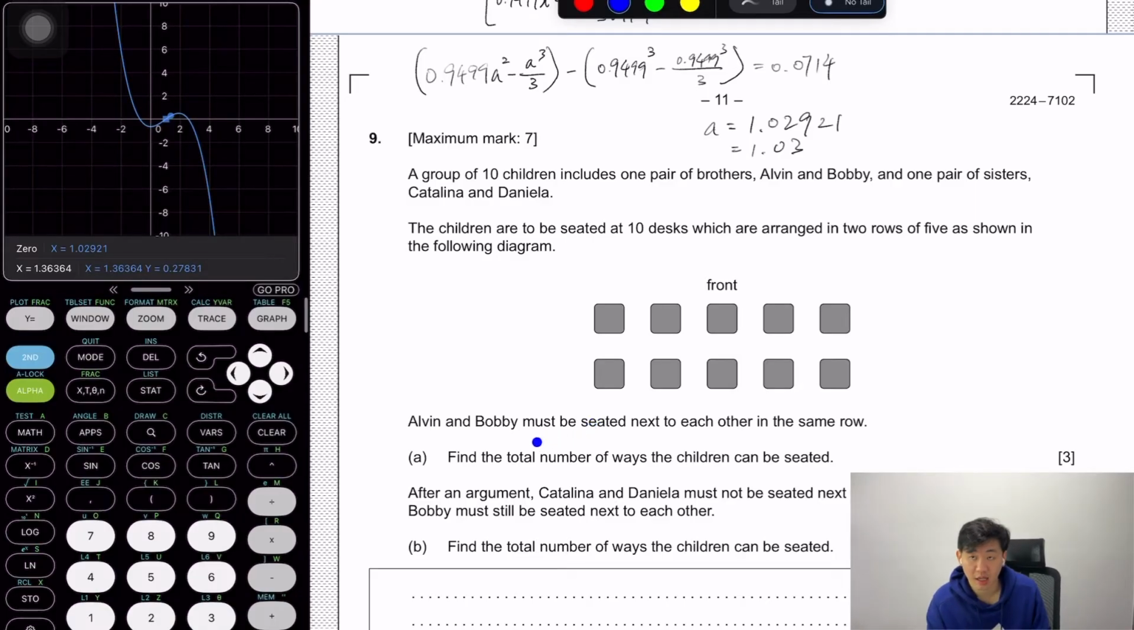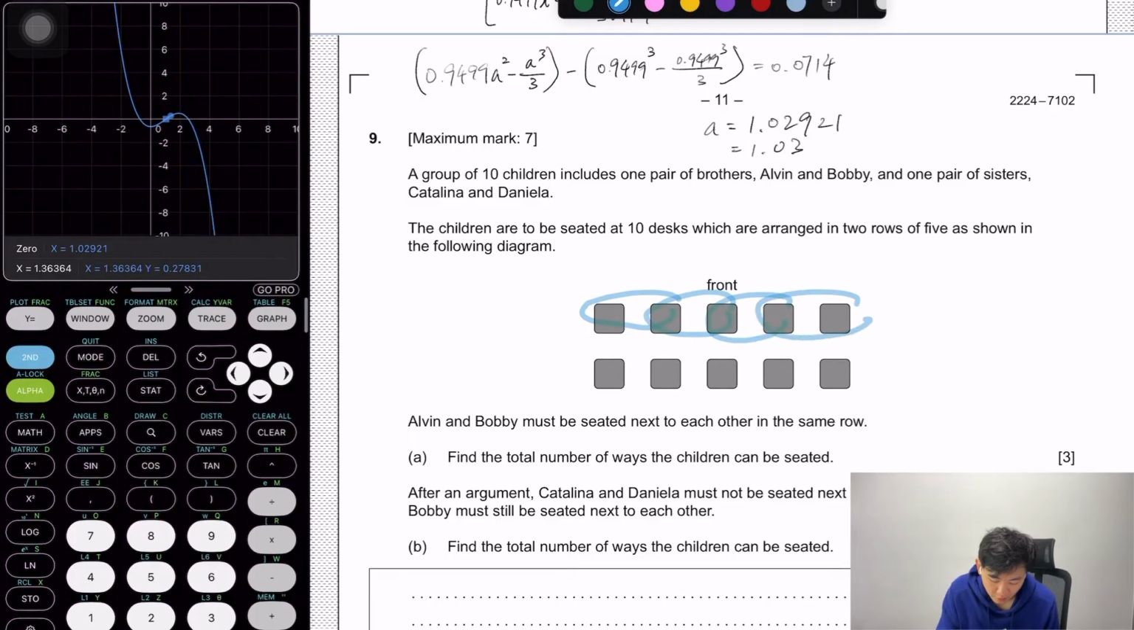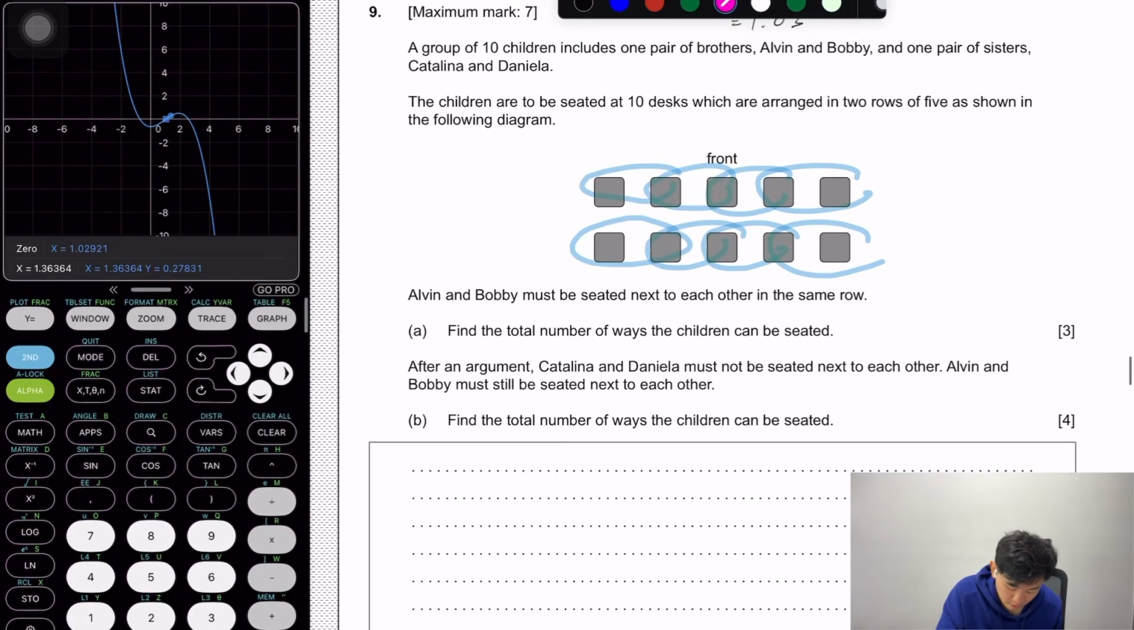Okay. So what does that mean? If these two can't be seated in the front and back, right? So that means you can only have this, or like this, or like this, or like this. Can it look like this? It cannot. So that means now you can have 1, 2, 3, 4, 5, 6, 7, 8 first. Okay, you already have 8 ways to arrange these two guys.